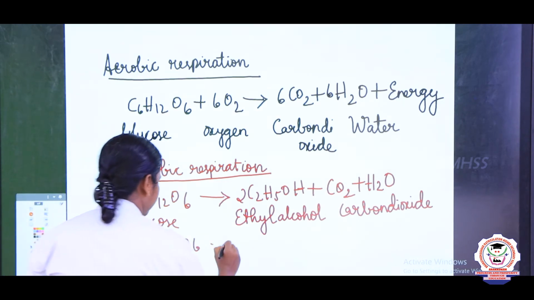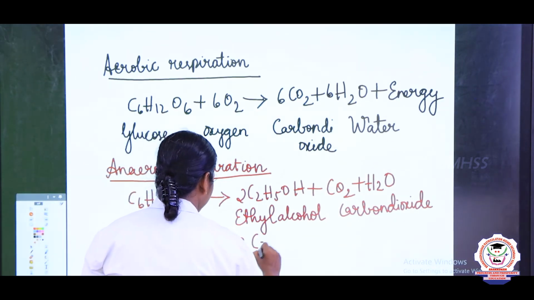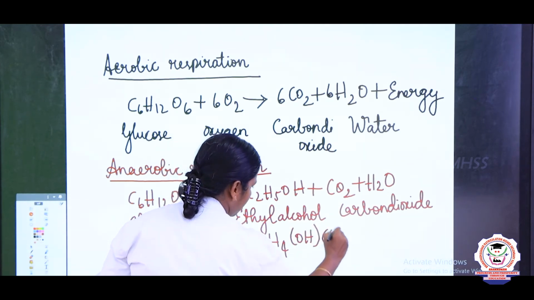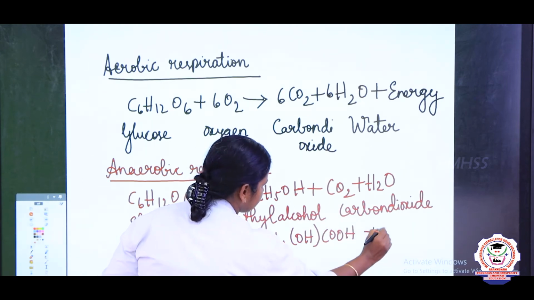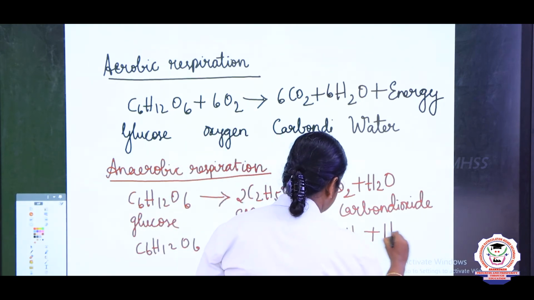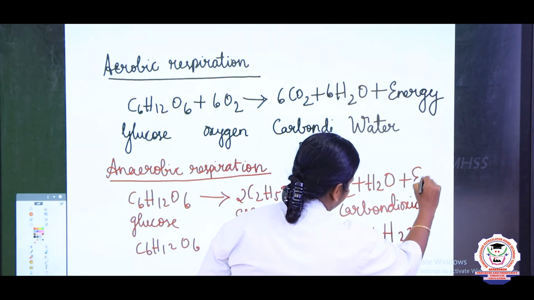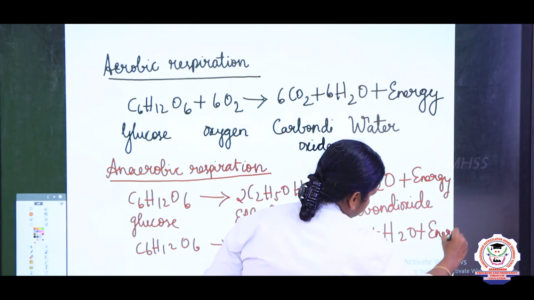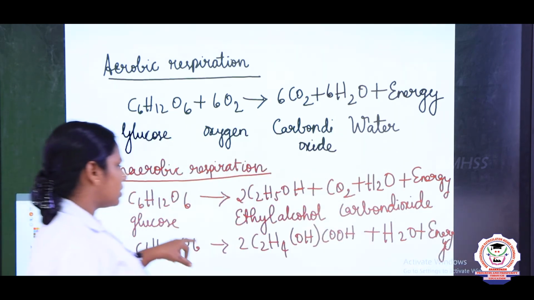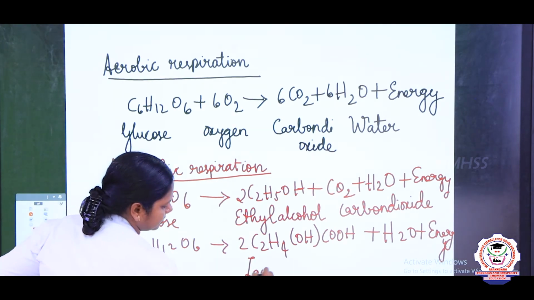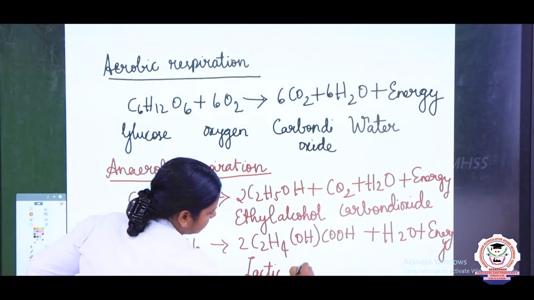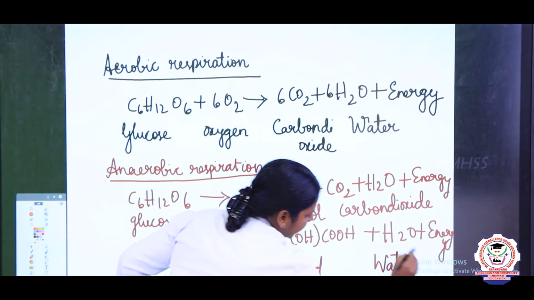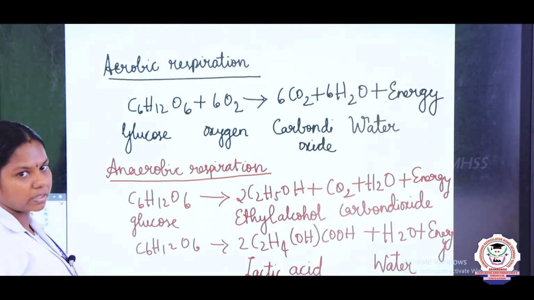C6H12O6 gets converted into 2C2H4OH COOH plus water plus energy. Here also the energy is produced, and here also energy is produced, right? So this is lactic acid. This is lactic acid and water. So this is the equation for anaerobic respiration.